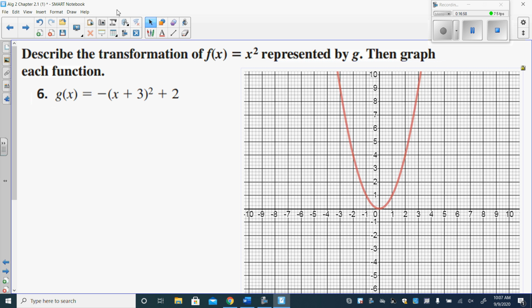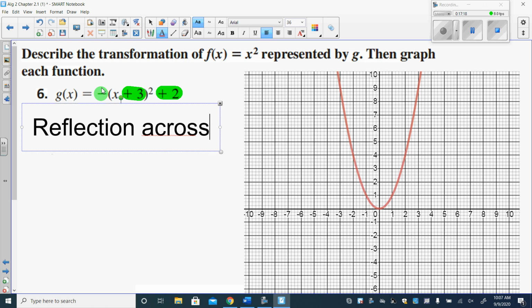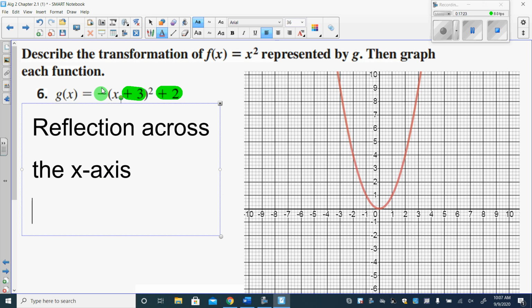Now if you notice, we've got a little bit more going on here because we have a negative outside, we have +3 inside, and we have +2 outside. So let's just start at the front and move forward. Since we have a negative outside the parentheses, it's a reflection across what? The x-axis, because it's outside the parentheses.